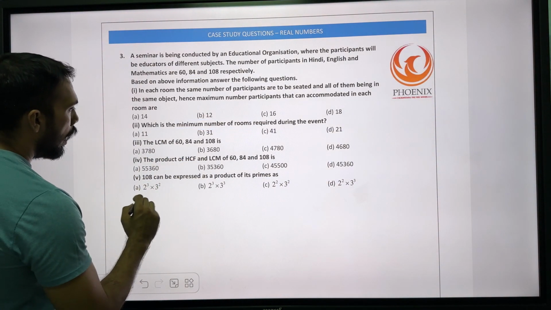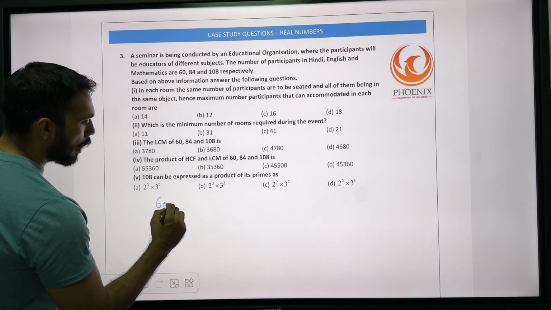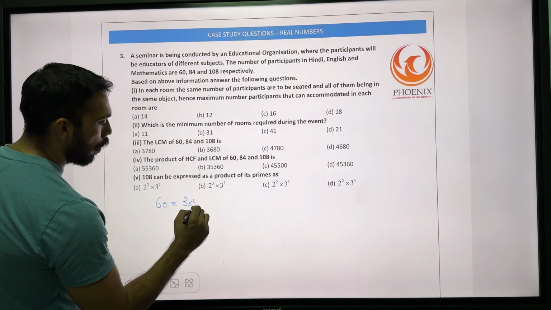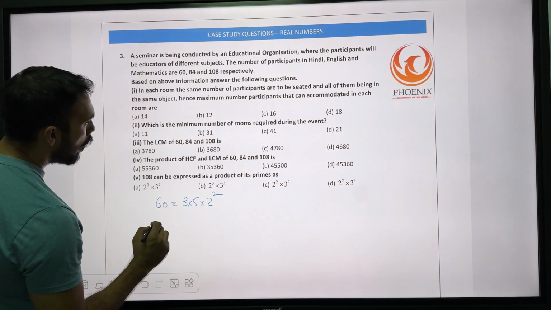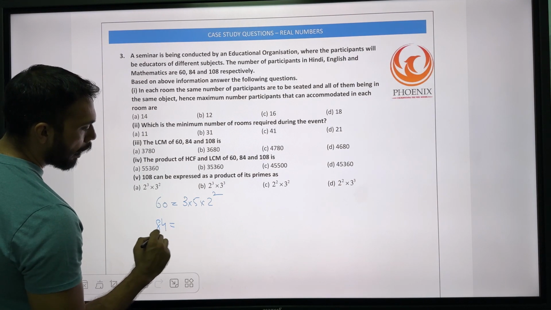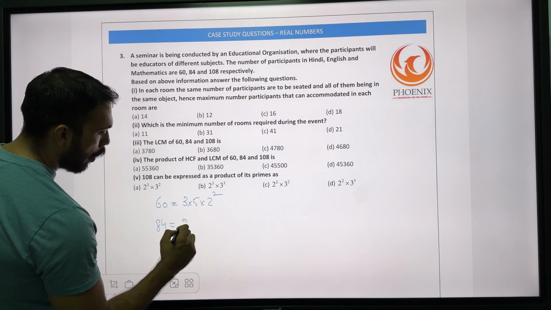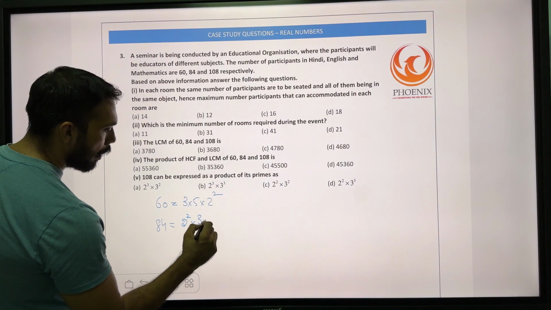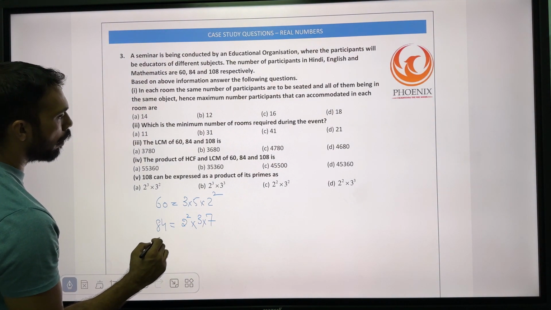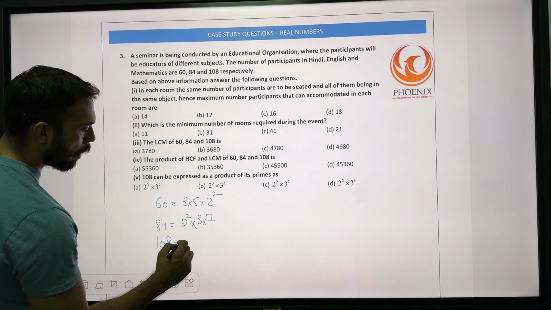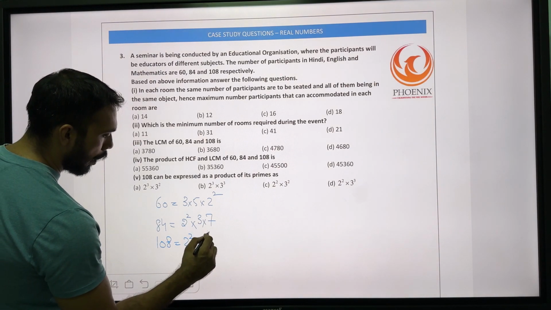इसके लिए क्या करेंगे? Let's say हमने 60 की अभी प्राइम फैक्टराइजेशन की थी. It was 15 times 4. Alright, 84 के लिए हमने क्या किया? This was 2 square times 3 times 7. 21 into 4 is 84. And 108 के लिए हमारे पास कितना बना था? 2 square into 3 cube. ये आपके पास आ गया.